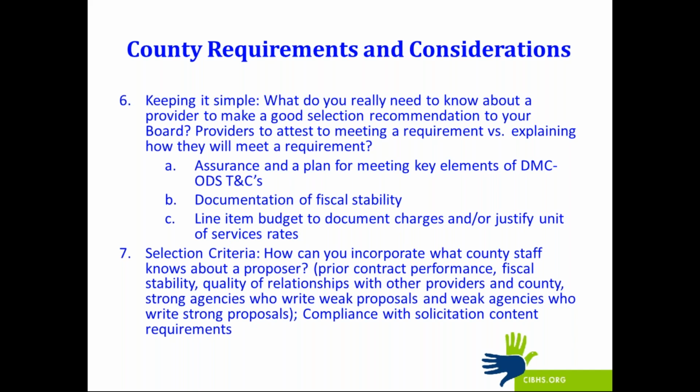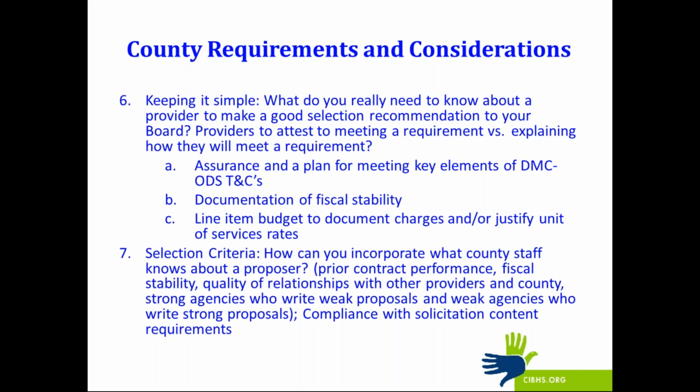You're looking for documentation of fiscal stability, so you're looking for programs that have a history of being strong financially, and programs that are going to be able to show you on a line item basis that they're able to justify their unit of service rate. They should be able to provide you with a budget that says, this is how our budget breaks out, this is how we're going to sustain ourselves financially on the unit of service rates that we have. That way it's not going to pop up as an issue later for you, that they're not able to sustain themselves based on what the unit of service is.